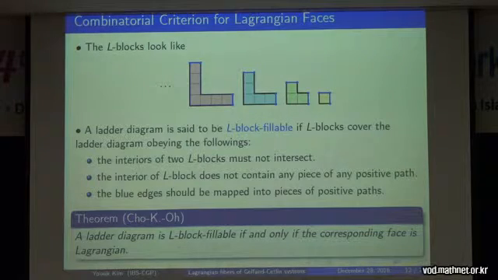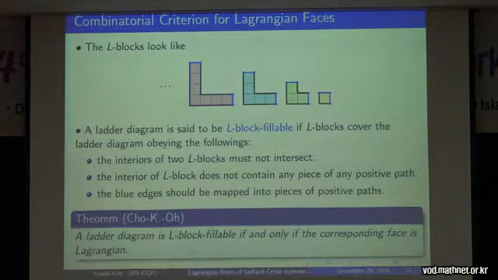So to tell the combinatorial criterion for the Lagrangian faces, let's introduce some combinatorial objects, L blocks. An L block should look like that. It is a collection of unit-size blocks, where the width is the unit size. One more feature is that the bottom length has to be equal to the height. So that's the 1x1 size L block, that's a 2x2 size L block, a 3x3 L block, and so on.